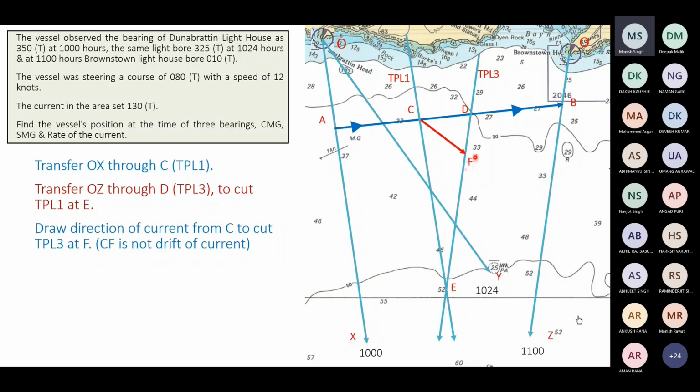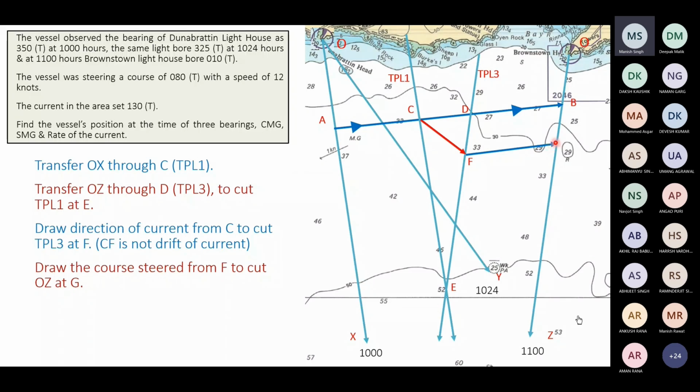Once we have this point F on the plot, we move on to our next step. From this point F, now we plot our course steered. Our course steered is given to us. It is 080. The AB line also represents the course steered direction. So I align my parallel ruler to 080, take it to point F and draw my course steered direction. So from point F, you can see the course steered direction.